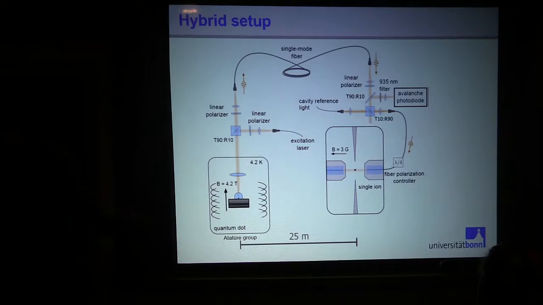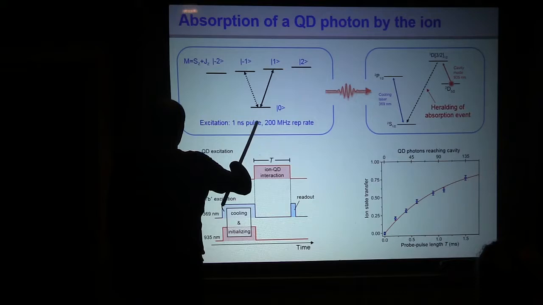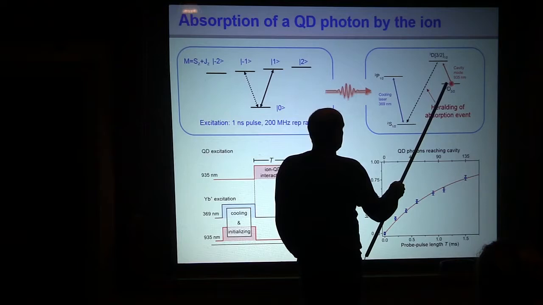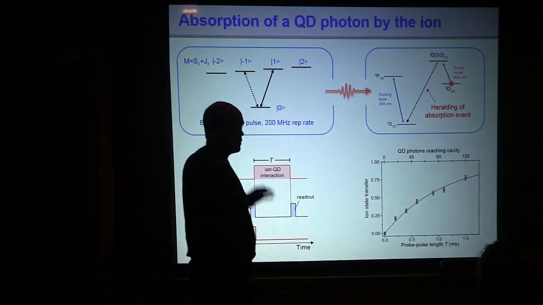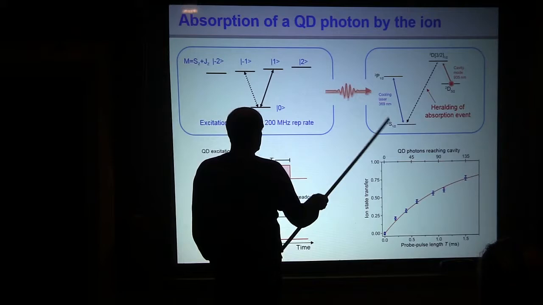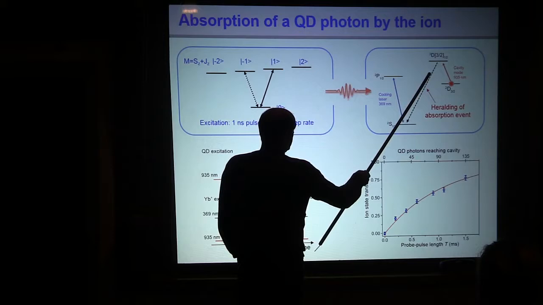Okay, so this works the following way. Only one of these two transitions is resonant because they're split up a bit. We send in the excitation pulses and send the light over. The ion is prepared in this D state inside the cavity. If this photon enters the cavity, it can pump the ion back down here, and this provides us the herald for a single photon absorption event. We then measure whether the fluorescence on this transition is present or not, which tells us whether the ion is still here or whether this absorption process was successful. The branching ratio between these two is roughly 95 to 5, so we have a 95% chance that it falls down here and can then be detected.